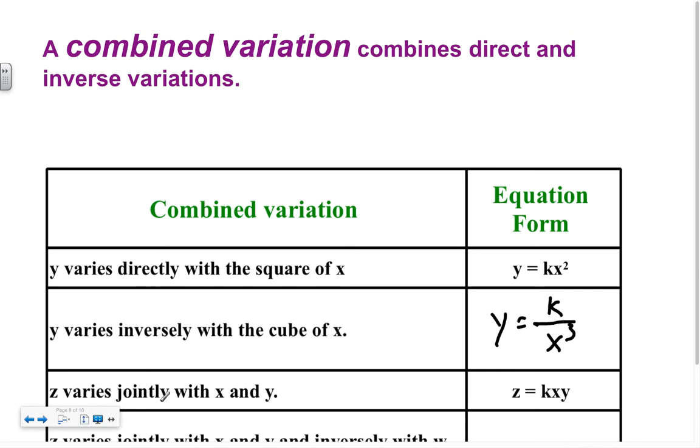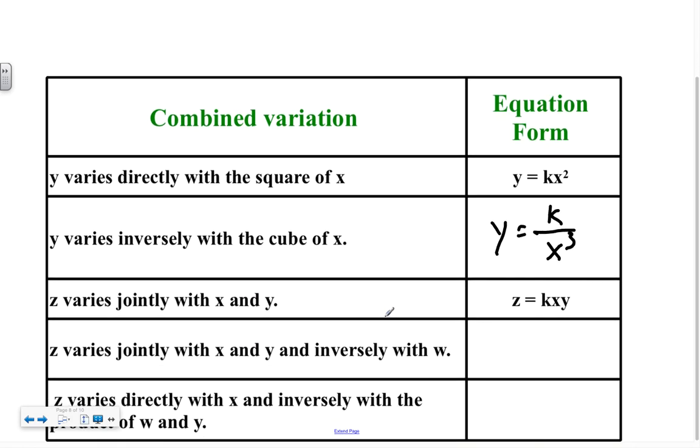This one, jointly, means you're multiplying by more than 1. So z varies jointly with x and y, just simply means z equals kxy. Jointly with x and y, so we can first write that out. So z varies jointly with x and y, so k, make sure you always put your constant of variation, xy, and inversely with w, so divided by w.